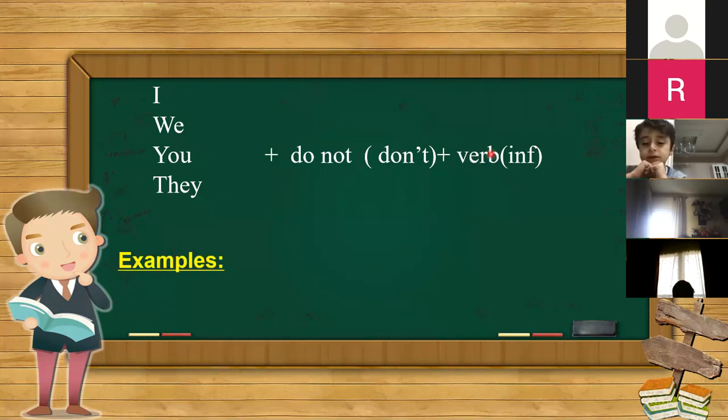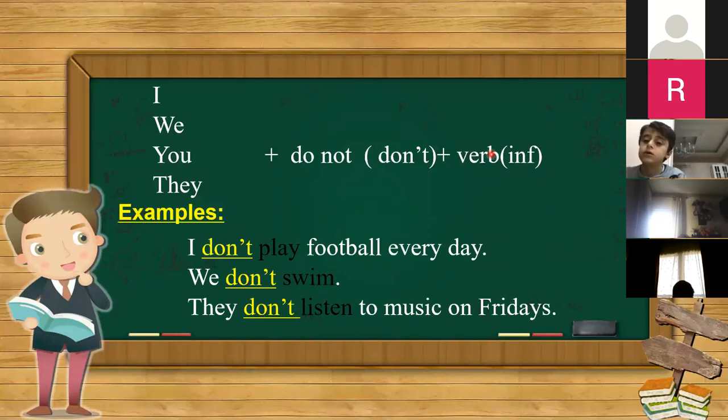Let's see some examples here. I don't play football every day. We don't swim. They don't listen to music on Fridays. Okay, excellent, Laura, but wait a minute. Pay me your attention here. We're still talking about group number 1. So look here carefully. After I and we and they comes don't, which is the negative word here.